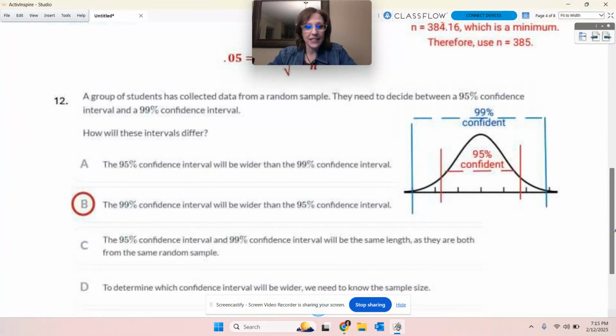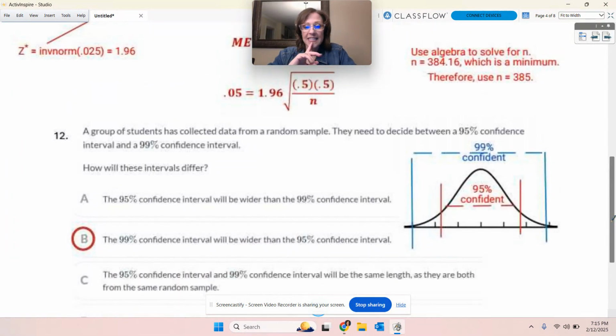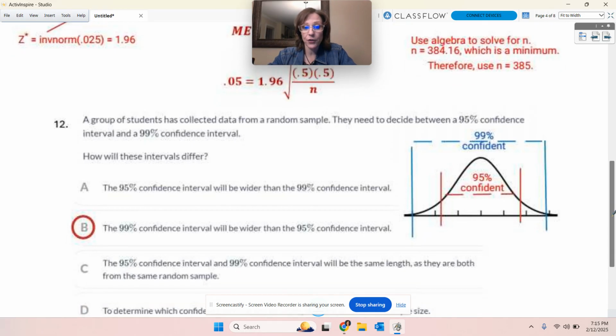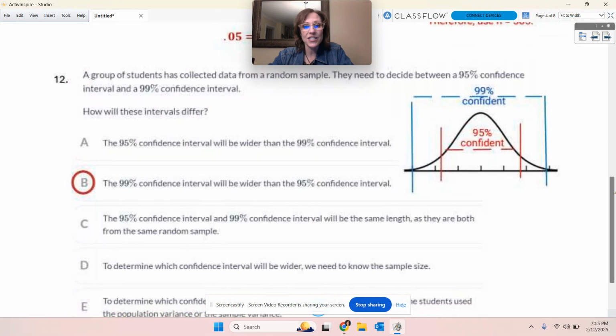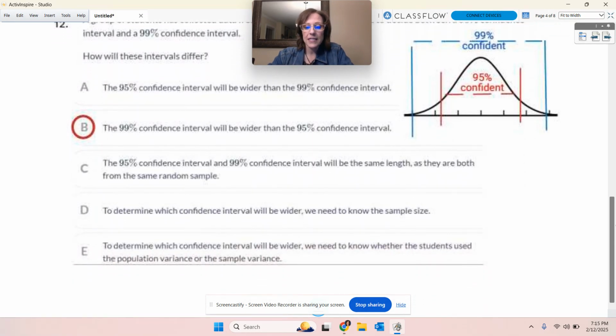And then let's just finish up this last one. It says they're having a 95% interval and a 99% confidence interval. How do those differ? Well, obviously 95%, 99%. So you can tell more confidence is wider, okay? And that's actually considered less precise, all right?